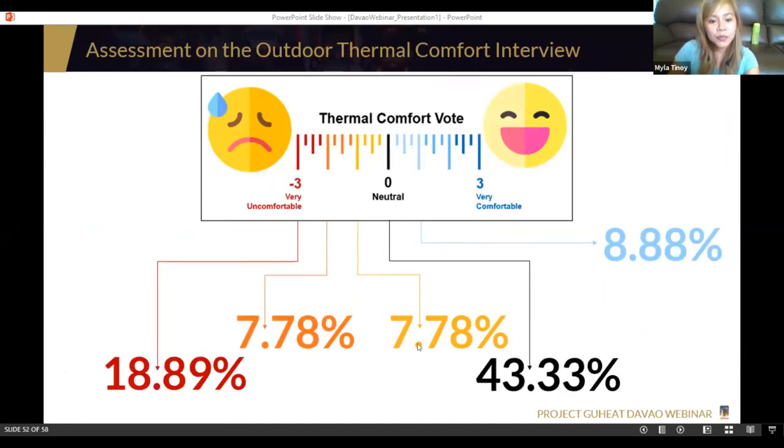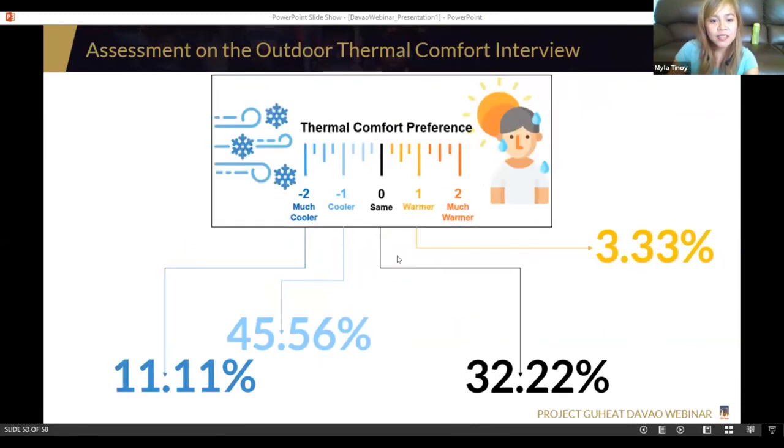Moreover, 18.89% of the participants felt very uncomfortable, while 43.33% thought of their thermal comfort as just neutral. Lastly, 11.11% of the respondents preferred much cooler temperature, however, most favored cooler temperature.